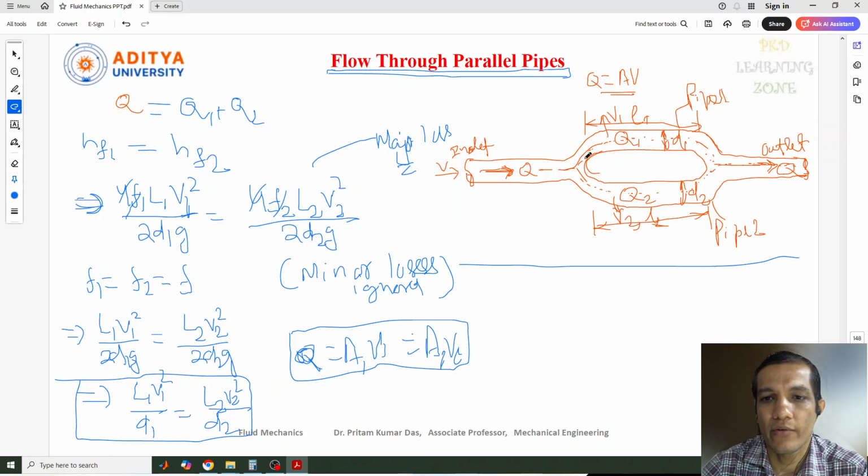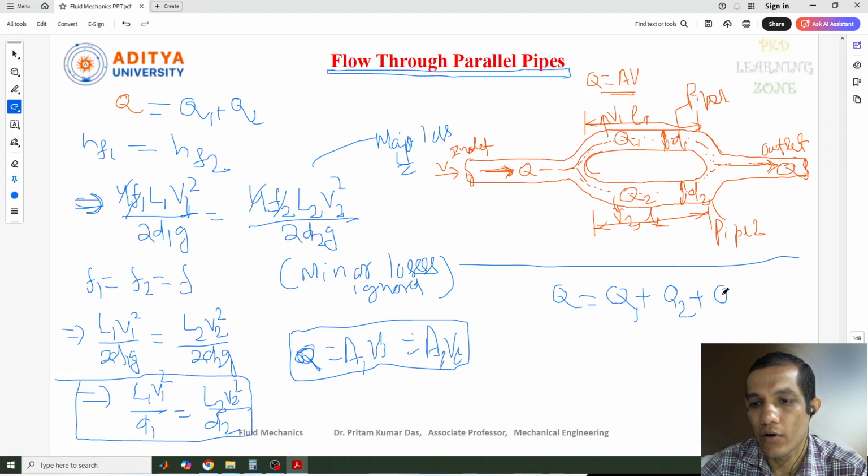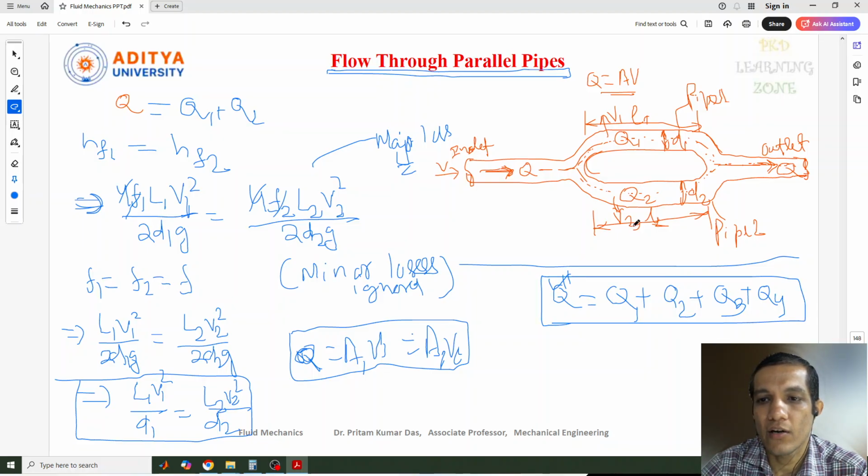This is quite simple: two pipes are joined in a parallel connection. One more pipe can also be joined here. In that case, we just add all the pipes we want to join, and the flow rate is the summation of all. The total flow rate Q is equal to the sum of the flow rates of all the branch pipes. You can increase the number of pipes, and if you want to find the diameter, velocity or length of those pipes, you can also find them using this formula.